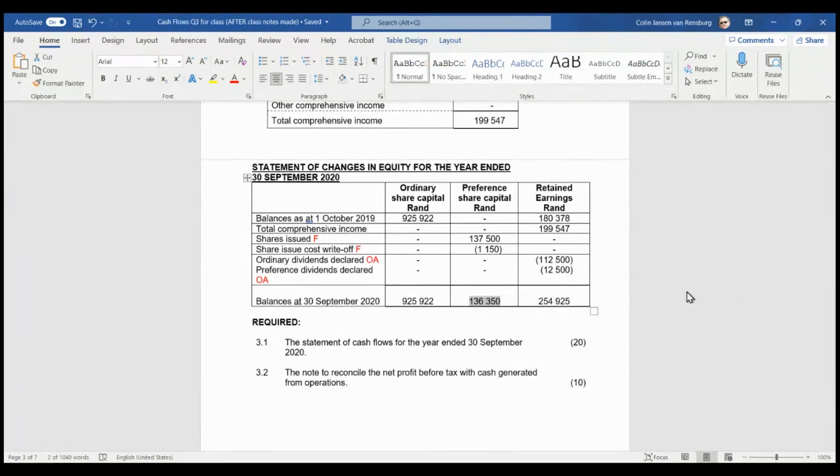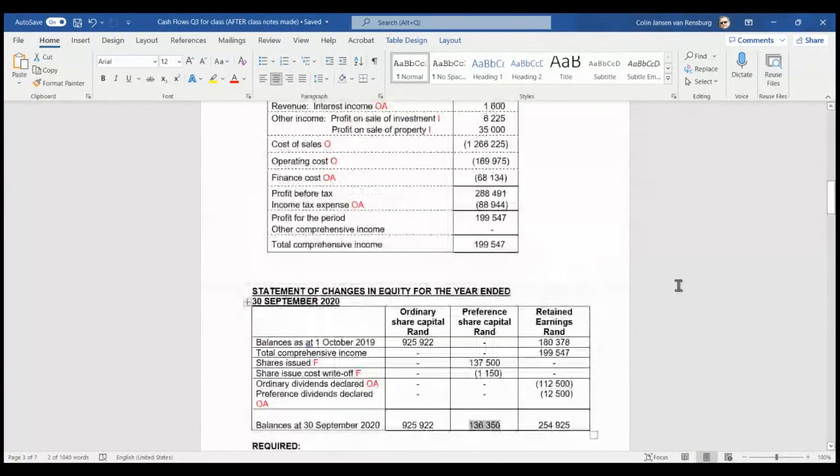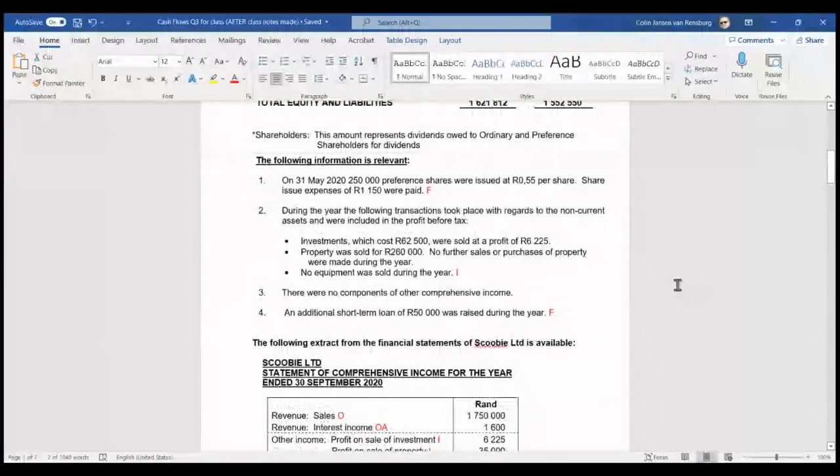So we are pretty sure about that, but just to be 100% sure, let us also go and look at what they tell us about financing activities in our additional information. So here they say on the 31st of May 2020, which falls within our financial year, 250,000 preference shares were issued at 55 cents per share. Now, it wasn't even necessary for them to tell us, but let us just verify. Let's audit this, if you wish, right? At 55 cents per share. So 250,000 shares issued at 55 cents per share.